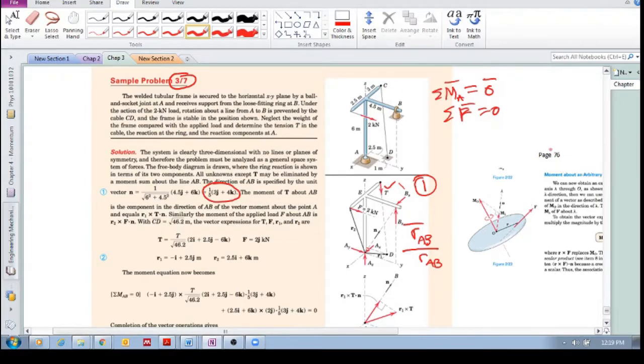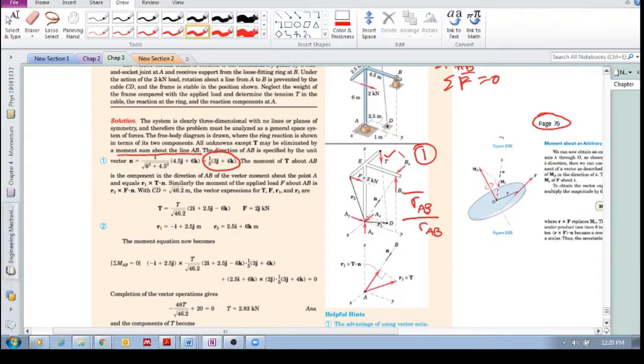I'm going to refer to something on page 76 which you need to go and have a look at. So, instead of taking moments about a point A or a point B, we are now taking moments about an axis. All unknowns except T may be eliminated by a moment sum about the line AB. So put this into your bag of tricks. Yes, if you did it about A or B, you could get the right answer, but let's try to eliminate all those, and then we can calculate T in our moment equation.